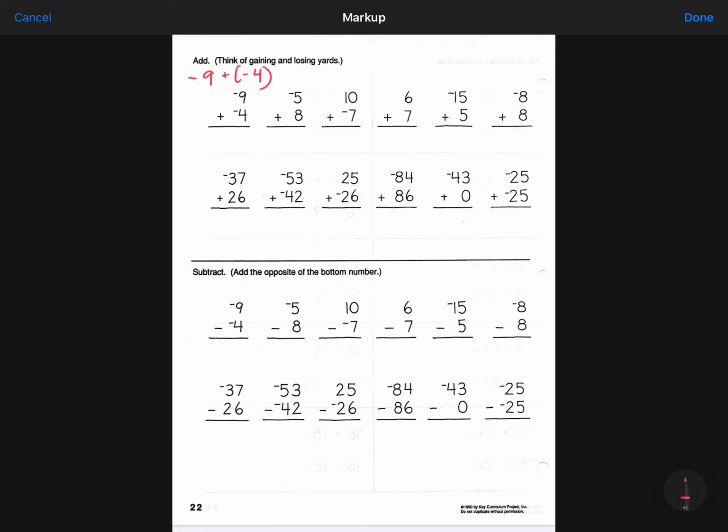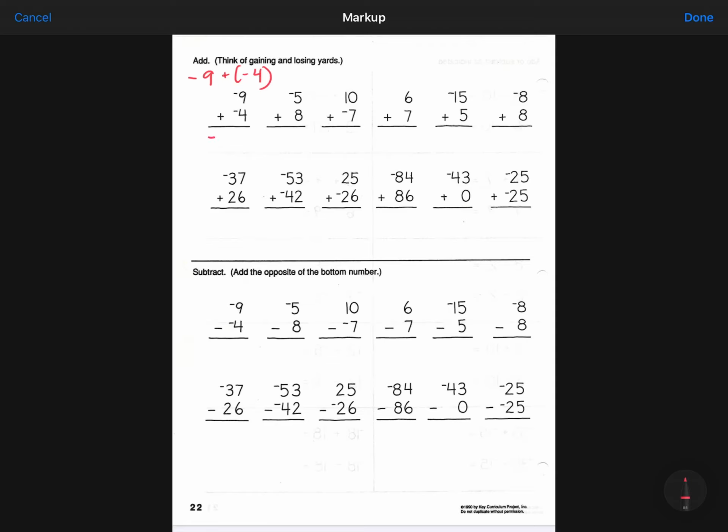The top ones are addition, the bottom ones are subtraction. So you don't need to do keep, change on the top. But some of these numbers are bigger. And so you're going to need to do the work on a separate piece of paper. You're going to need to do, possibly some adding and subtracting. So, anyways, this one, we went to -9 and then we went more negative.